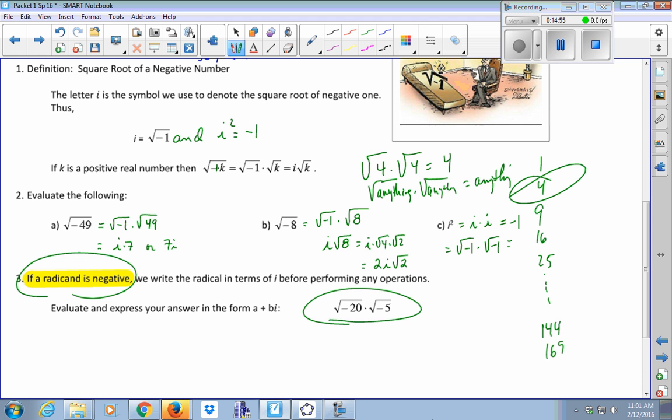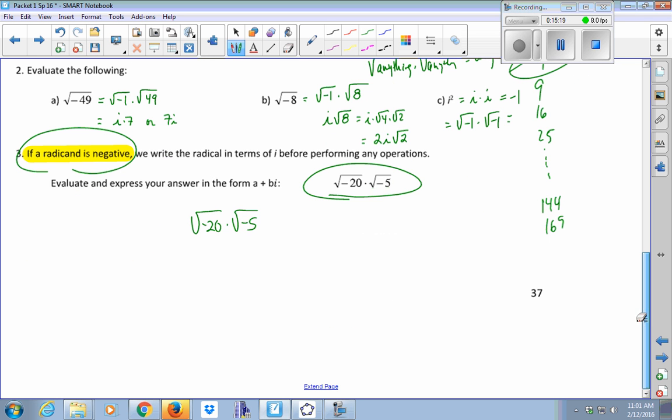All right. So that's why I have that highlighted already for you, that if the radicand is negative, we write the radical in terms of I before we perform our operations. So when you see something like this, the square root of negative 20 times the square root of negative 5, what you want to do is simplify each one first, and then in the end you do all your multiplication. So this first one becomes the square root of negative 1 times the square root of 20. That's my first form of simplification.